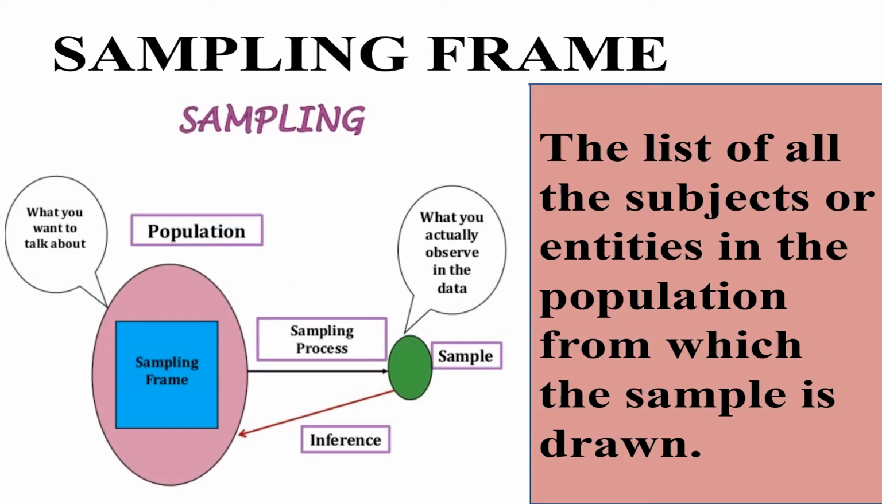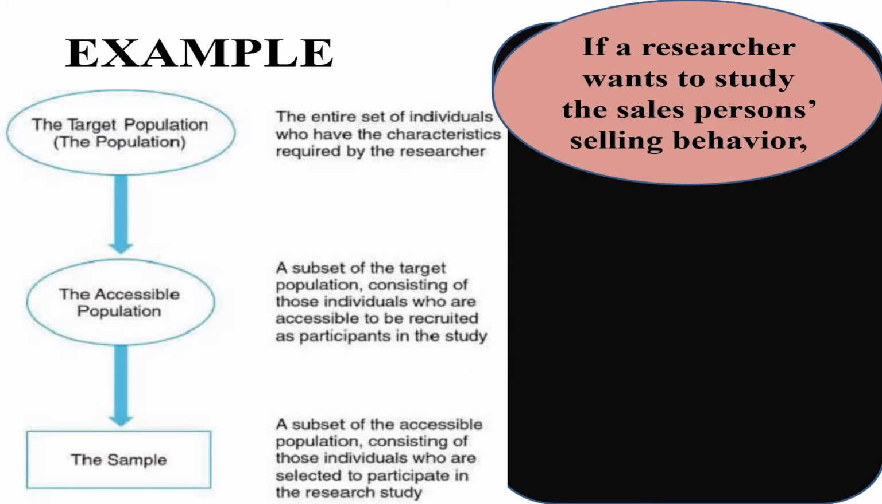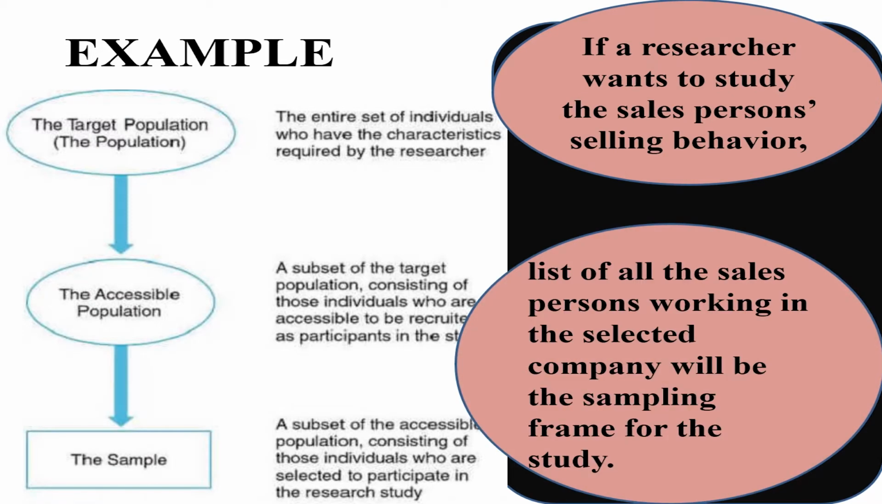The next is sampling frame. This is the list of all the subjects or entities in the population from which the sample is drawn. For example, if a researcher wants to study the salesperson's selling behavior, the list of all the salespersons working in the selected company will be the sampling frame for the study.